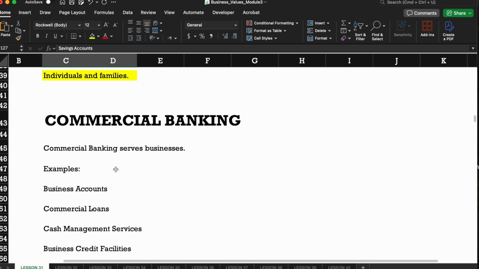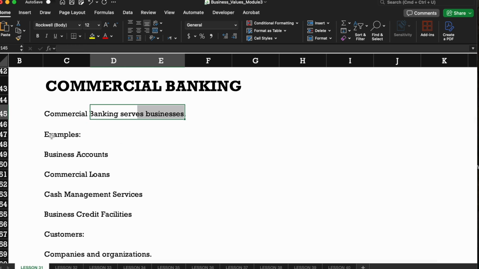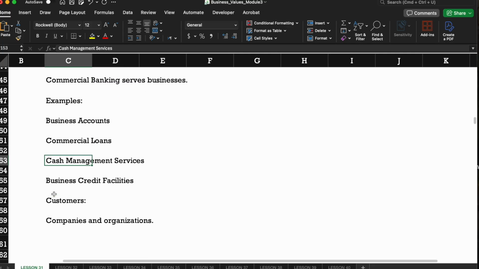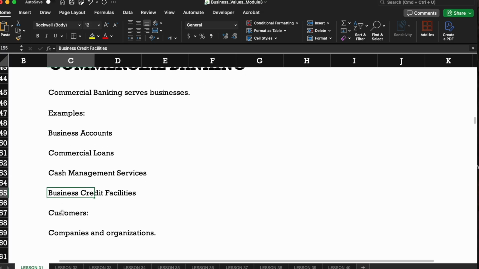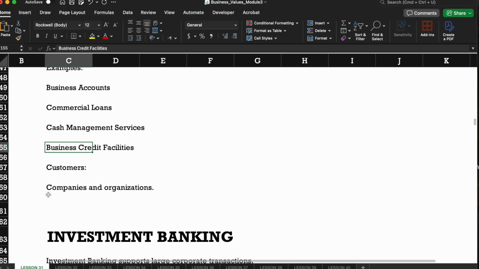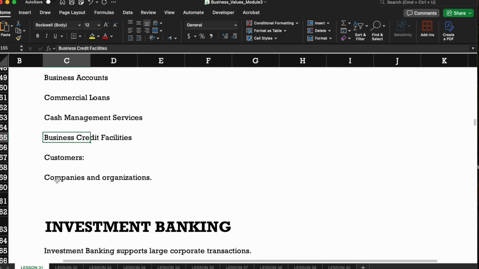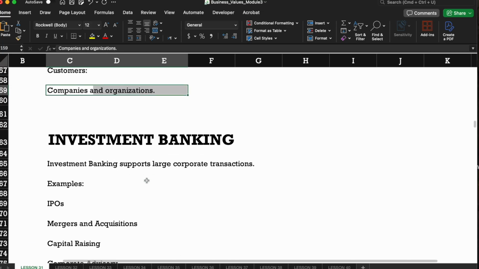Commercial banking serves businesses, for example business accounts, commercial loans, cash management services, business credit facilities. These services are different, they are for businesses. The customers are companies and organizations.